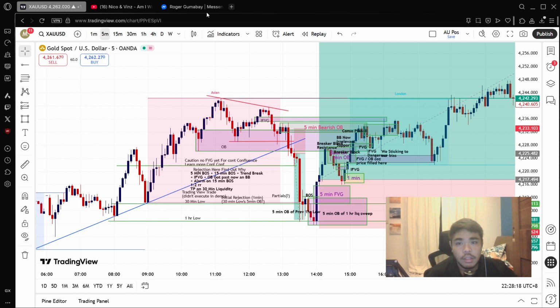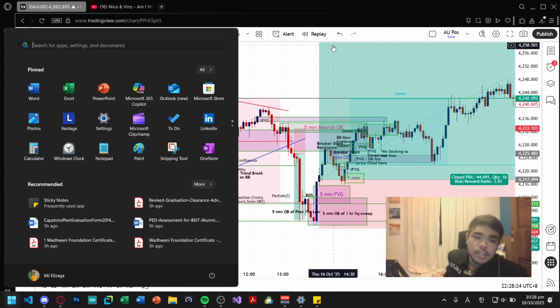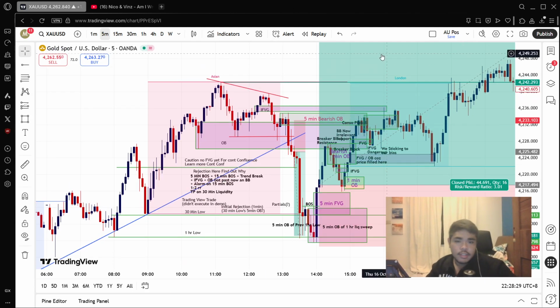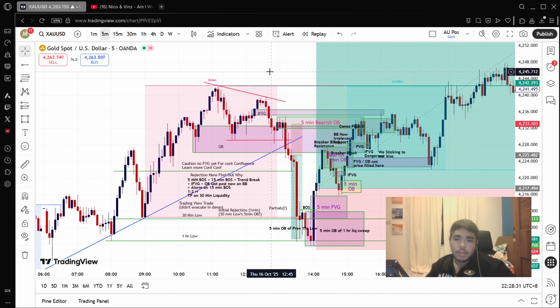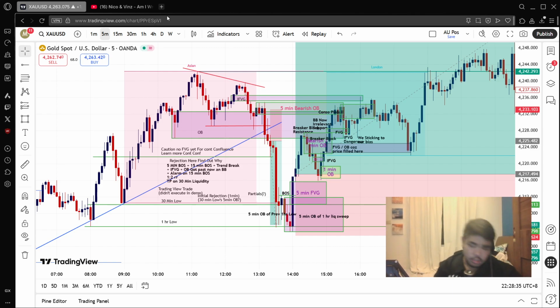First of all, good evening from Philippines. Currently, it's 10:28 p.m. on October 16, 2025. Right now, I think our technical analysis is getting pretty good. We're now able to look for confirmation confluences from a change of character or even continuation confluences.